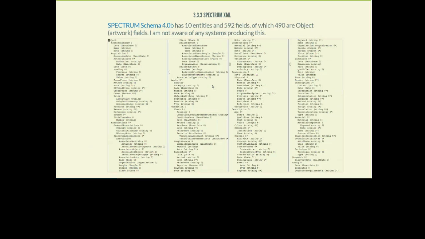Next up is the Spectrum schema. It is much bigger. It has almost 600 fields and 10 types of entities. The most important entity is the object or artwork, and it has a whole lot of fields, almost 500. But unfortunately, I don't know of anyone practically working with this XML standard.